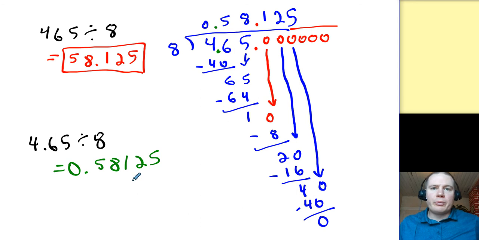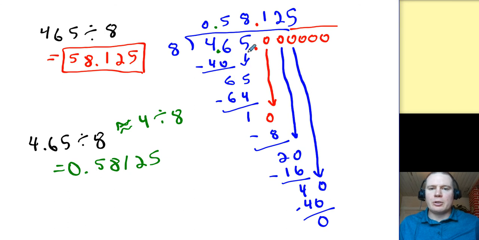Now, if you're at all familiar with decimals, this probably seems very reasonable, right? 4.65, that's about 4. A little bit more than 4, divided by 8. Well, 4 over 8, that reduces to 1/2. So my answer should be probably a little bit more than 1/2 because I had a little bit more than 4/8. Is this a little bit more than a half? Well, a half is 0.5. It's a little bit more than 0.5, 0.58125. This seems reasonable for where the decimal point is placed.